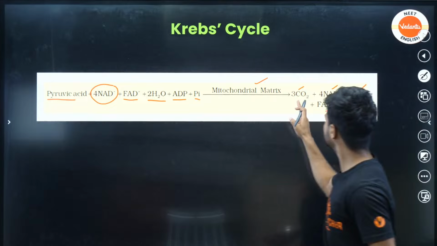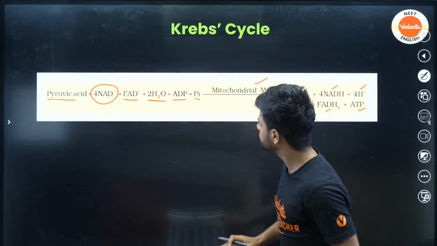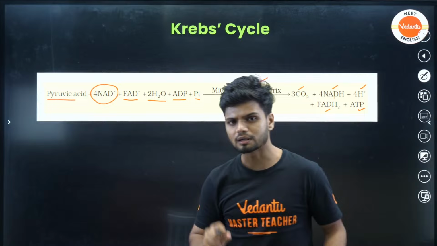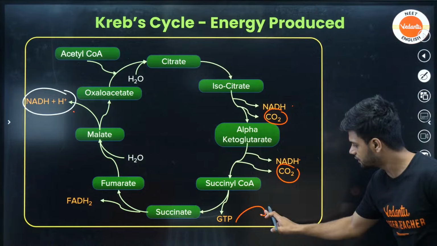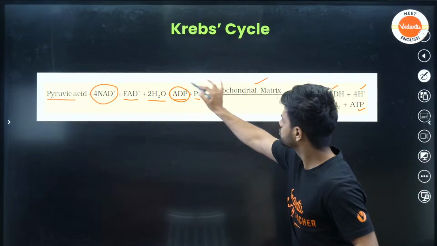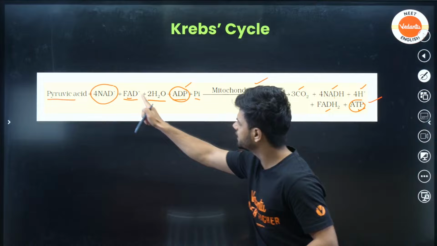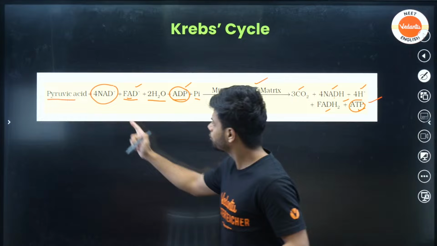I told you there are only 3 NADH. Can we see here 4 NADH and 4 NAD plus? Something is missing. ADP here, because this GDP later gets converted, it is similar to your ATP. That is sorted. But what about this FAD? Yes, there is only one FAD. But why is there 4 NAD plus here?